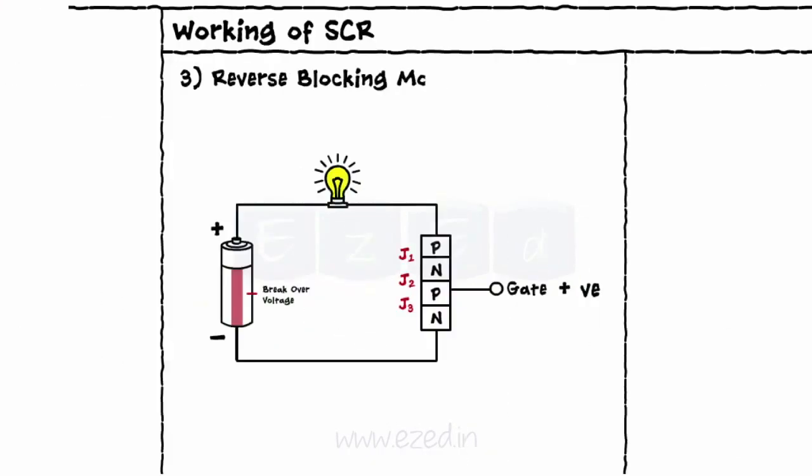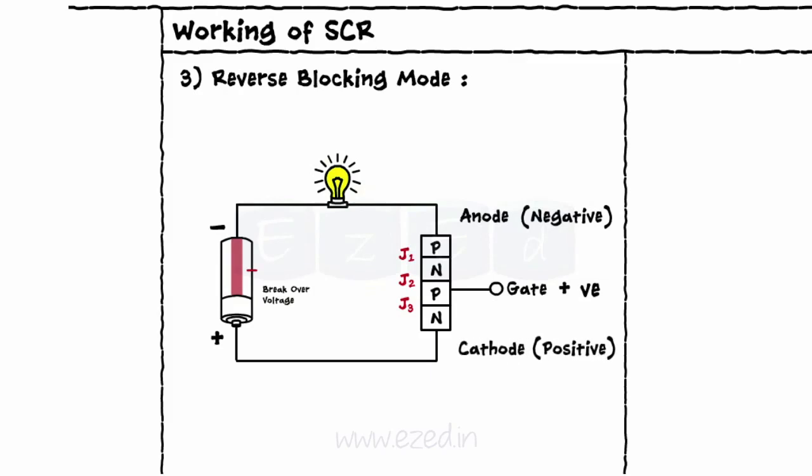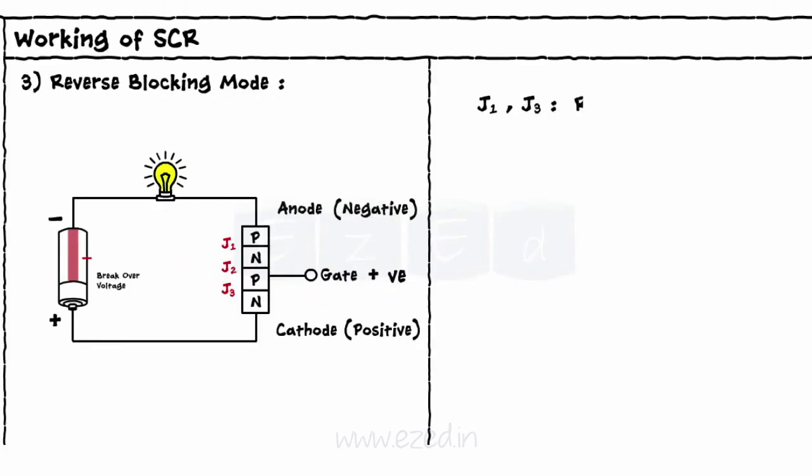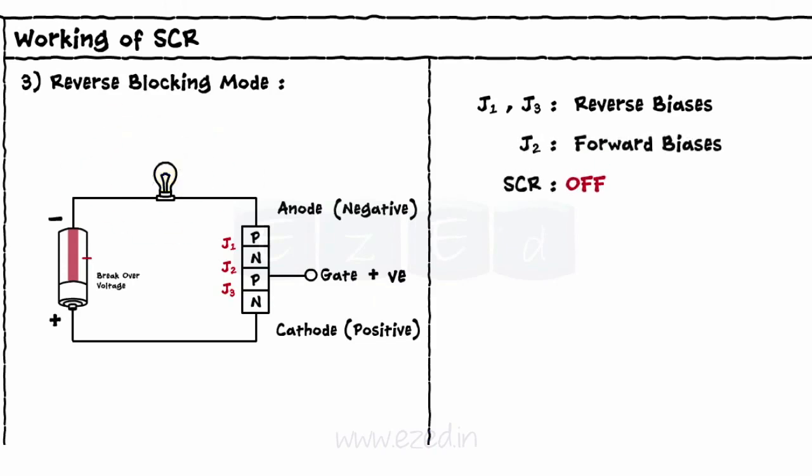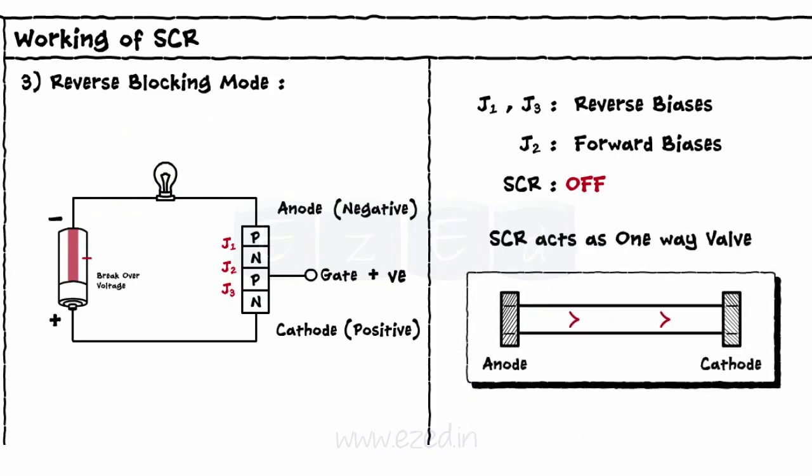In the reverse blocking mode, the negative voltage is applied at the anode and the positive voltage is applied at the cathode, which reverse biases the junctions J1 and J3, and no current passes through it. This explains the use of SCR as one-way valve, as current can only flow in one direction from anode to cathode.